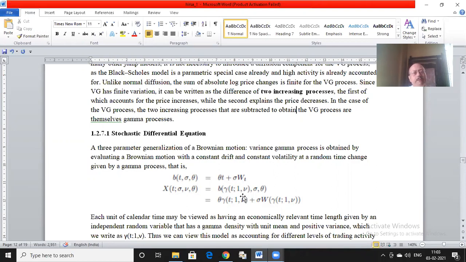So this is the trick. The time scale has now become random. The changes that happen do not happen linearly in time, they happen at random points of time generated by a gamma process. So my T index, both here and here, has now become random. So it's a random variable. The final generating equation for the variance gamma process is given by theta gamma plus sigma W evaluated at gamma.